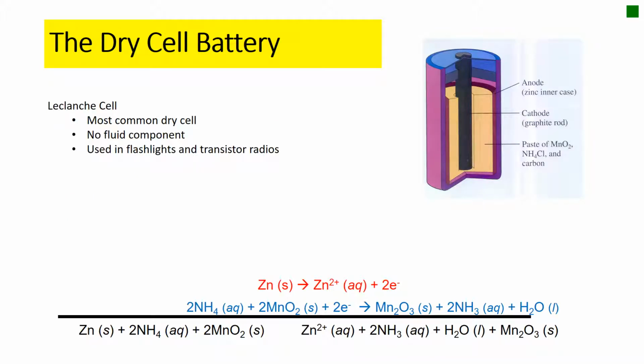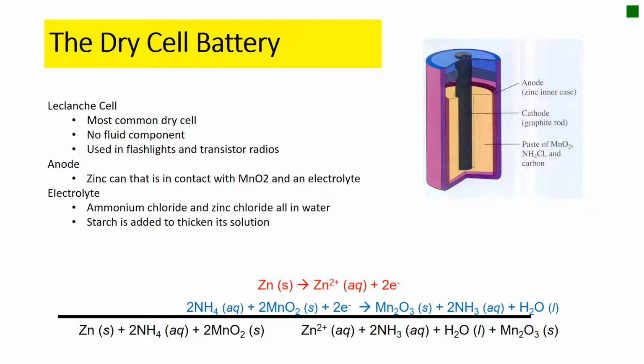The dry cell battery. It is the most common dry cell. There is no fluid component, and it is used in flashlights and transistor radios. The anode is a zinc can that is in contact with manganese oxide and an electrolyte. The electrolyte is ammonium chloride and zinc chloride all in water, and starch is added to thicken the solution. Then the cathode is the carbon rod. So here you have your anode and your cathode.